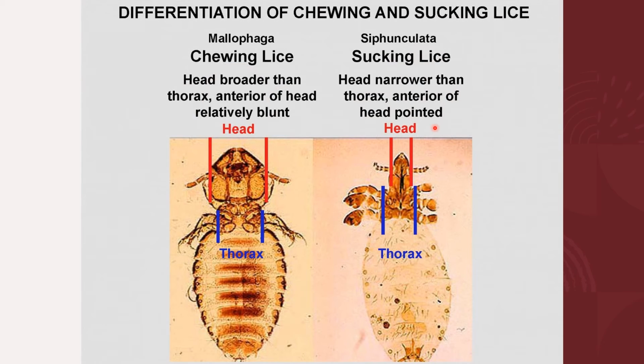This diagram is another illustration of the differentiation between the chewing lice and the sucking lice. For the Mallophaga or the chewing lice, the head is considered to be broader than the thorax, and the anterior of the head is considered to be blunt. For the sucking lice or the Anoplura, formerly known as Siphunculata, the head is considered to be narrower than the thorax, and the anterior of the head is pointed.